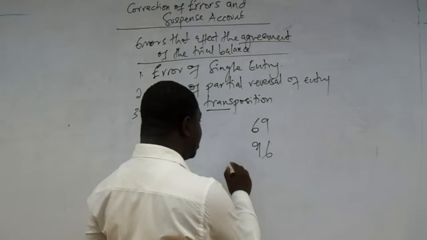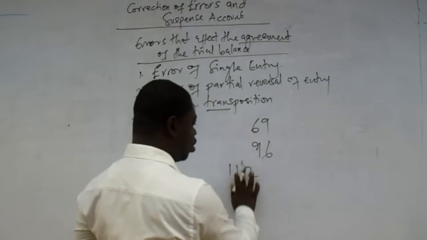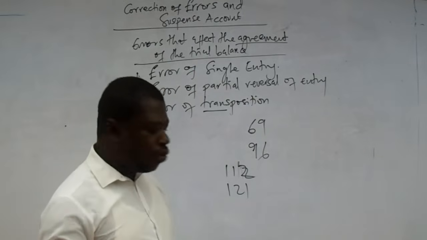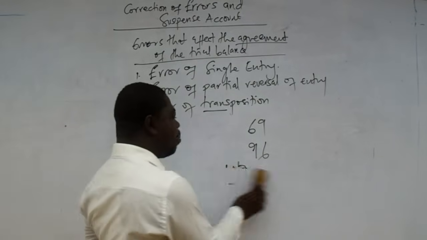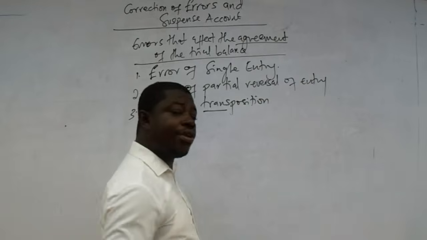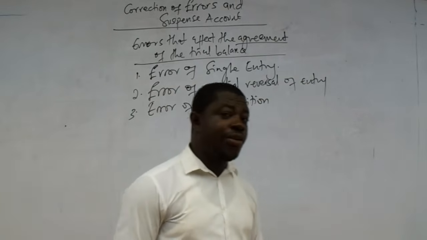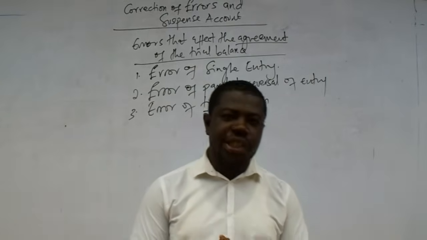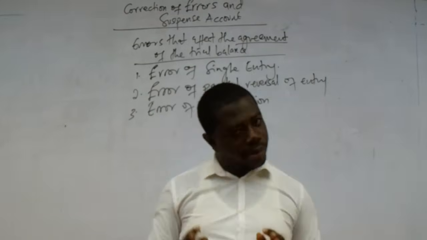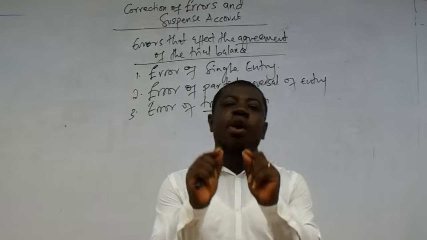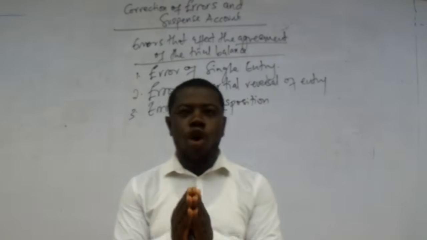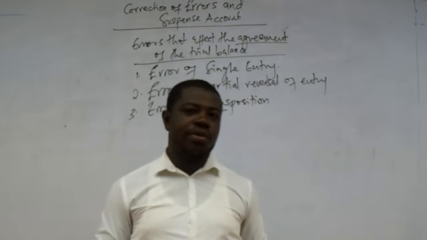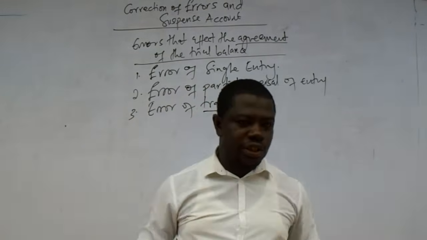So sometimes you see, instead of 112, you see 121, something like this. What we have done is that we have changed the position of the figures. And these errors can be done commonly, especially when you are tired. And so what we do is that when there is an error of transposition, we say that it does not make the trial balance agree. We call it error of transposition because this error is committed only on one side of the account. The corresponding effect is not there.